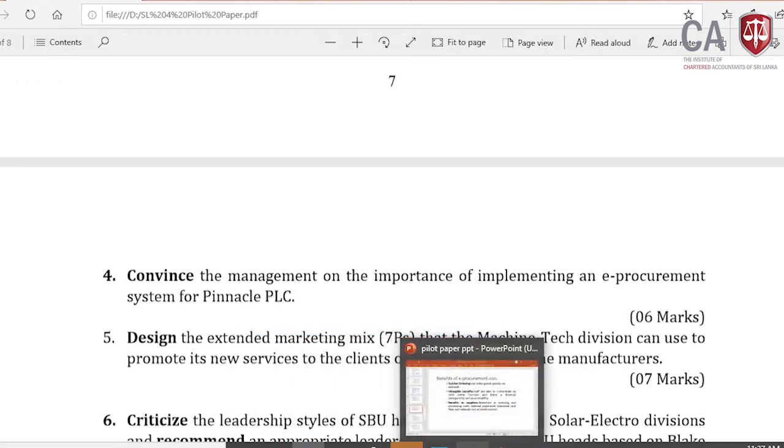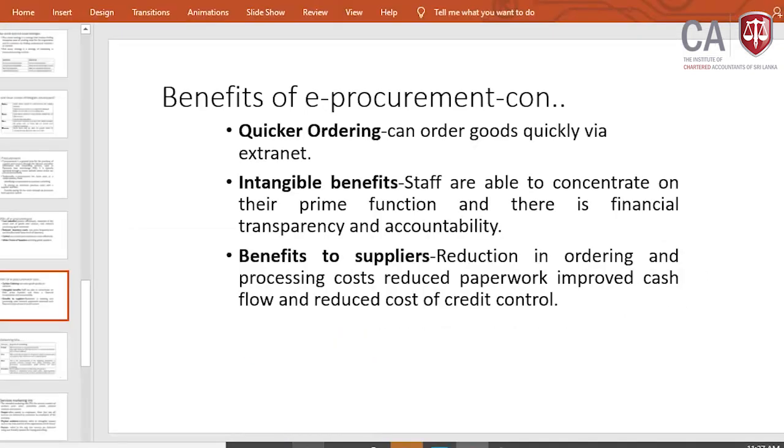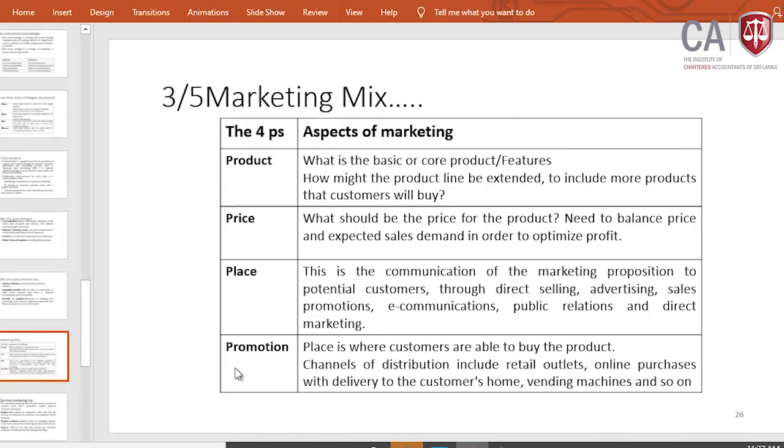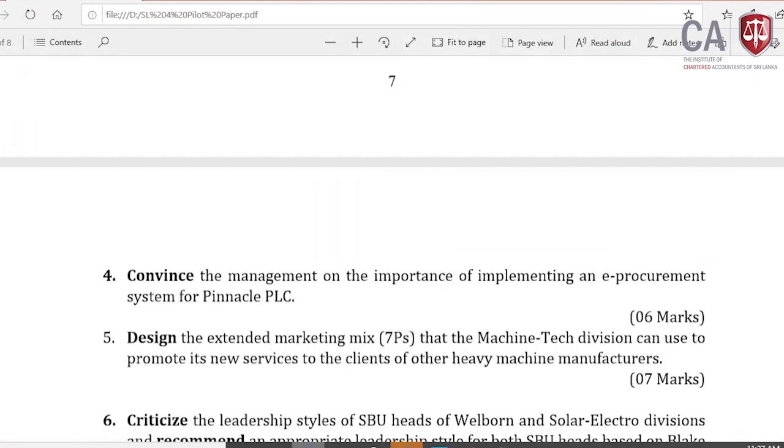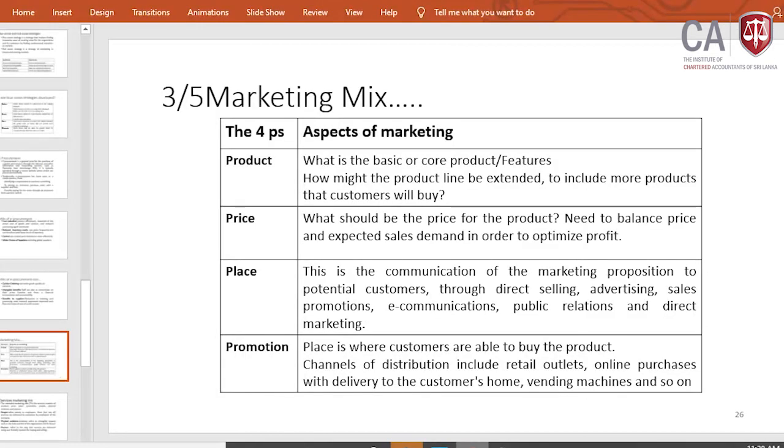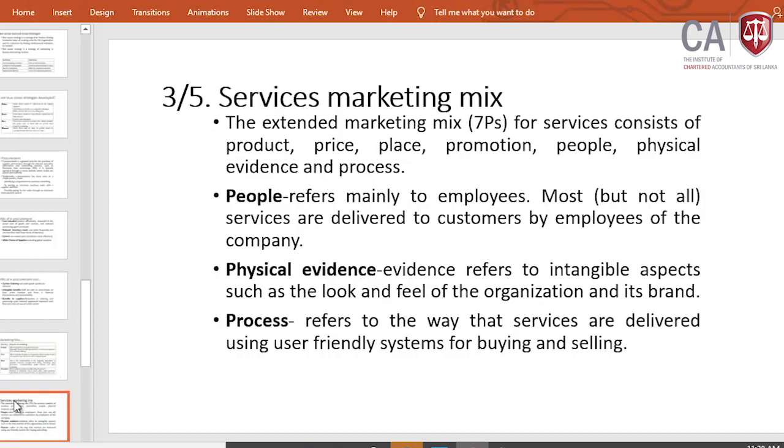What about the application? There is very little application. What you have to do is talk about the theory part here, because not much information was given related to the application side. So, you can talk about the product, price, place and promotion variables. Additionally, you can talk about people, physical evidence and process.